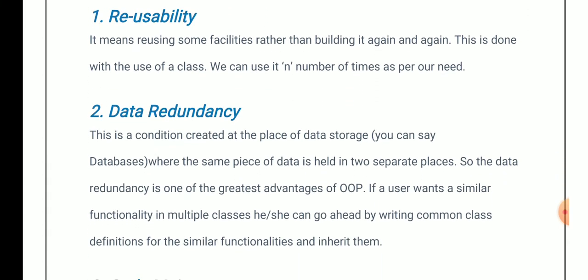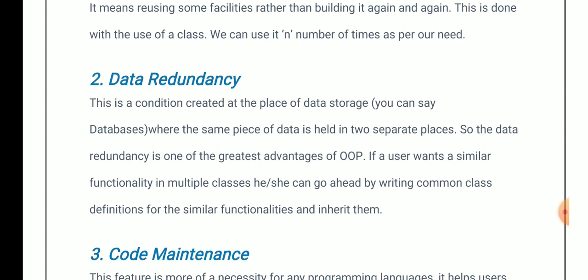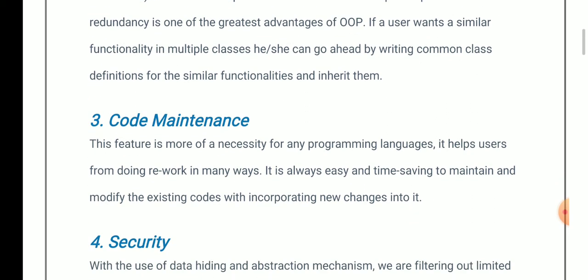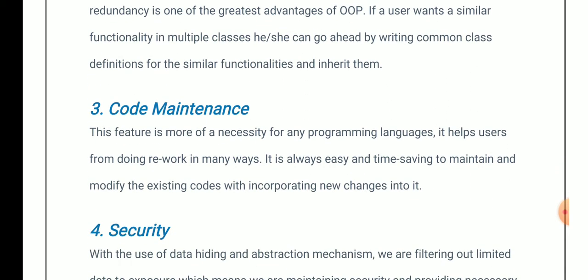Then our next advantage is data redundancy. You can see that sometimes, in the case of a database, we need to place some piece of data in two separate places. Such data redundancy is an advantage of OOPS, which allows us to place our data into separate places.